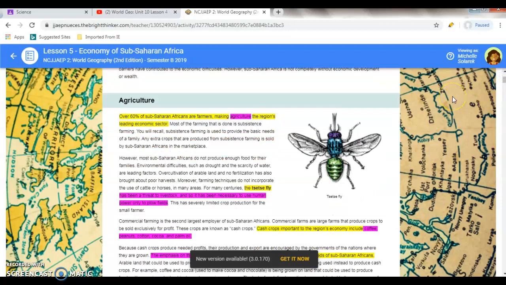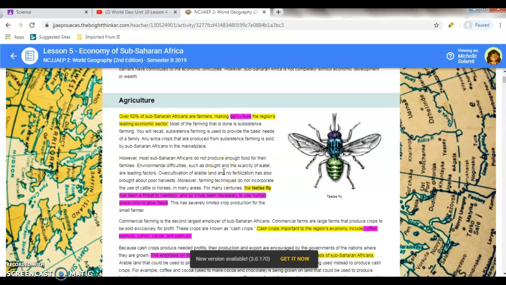So starting with agriculture, over 60% of sub-Saharan Africans are farmers, making agriculture the region's leading economic sector. Most of the farming is done as subsistence farming, and subsistence farming is used to provide the basic needs of a family. Any extra crops produced from subsistence farming are sold by sub-Saharan Africans in the marketplace.